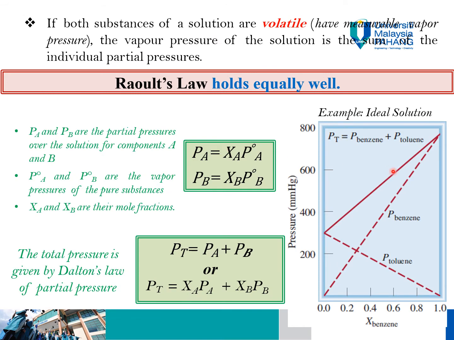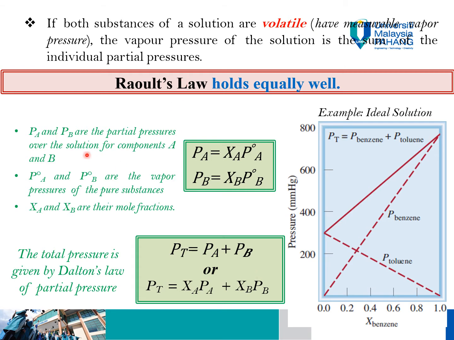When we have two different substances in the solution, for example benzene and toluene, which are both volatile, meaning that they have a measurable vapor pressure, the vapor pressure of the solution is equal to the sum of the individual partial pressures. So the total pressure of the solution is equal to the summation of the individual partial pressures, given by Dalton's law of partial pressures.